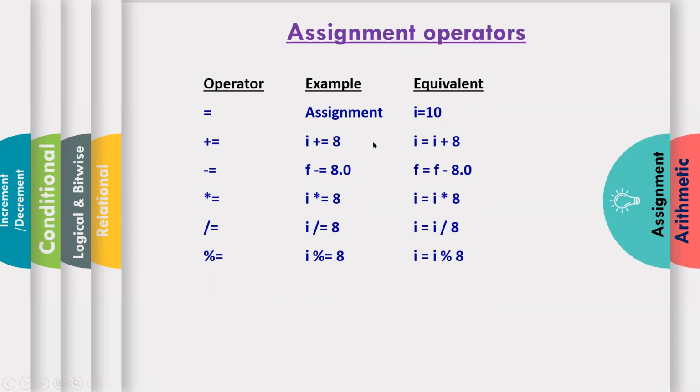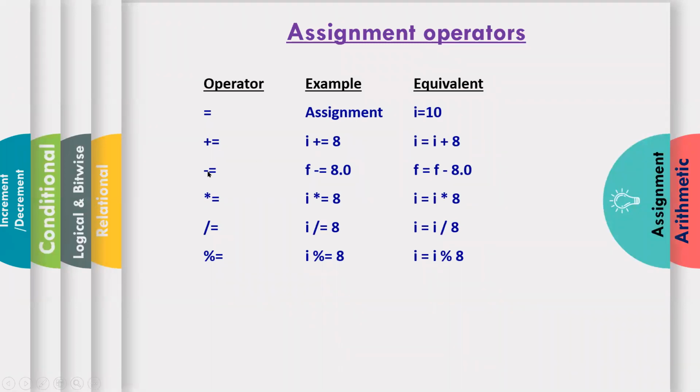Similarly, of course, this is the main operator, equal to. You can also write some shorthand operator, plus equal to. So you write I plus equal to 8. What does it mean? I is equal to I plus 8. So in the place of I is equal to I plus 8, you can write I plus equal to 8.